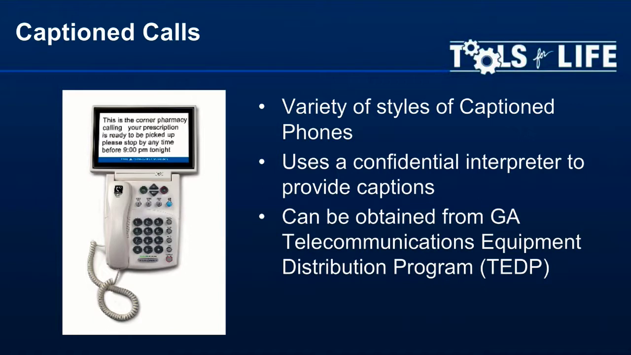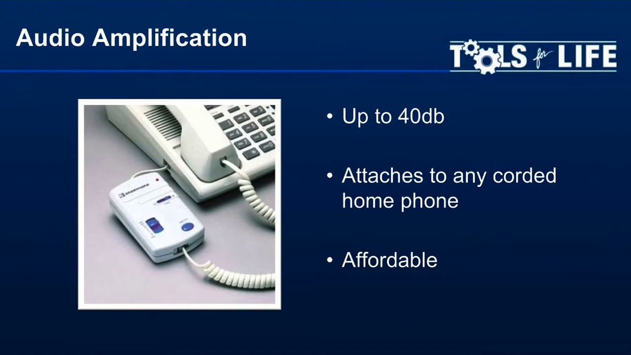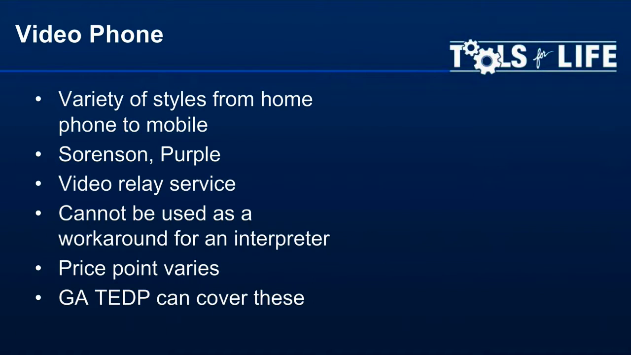And with caption phones, the image up here is a desktop phone. You can get these on your cell phone, your smartphone. There's lots of different ways of doing captions with the phone. Next up is audio amplification. This is just a small device, very affordable. You can get it on Amazon. It attaches to a corded phone and it just increases the volume up to 40 decibels. So for people that just need that extra boost in sound, that is a really good, affordable solution for them.